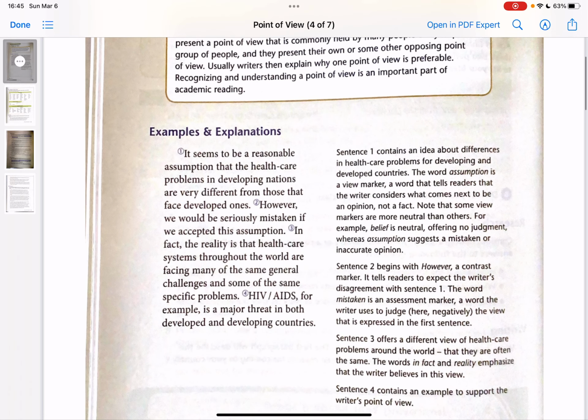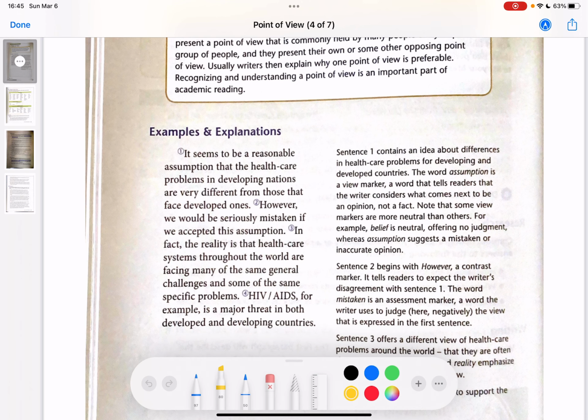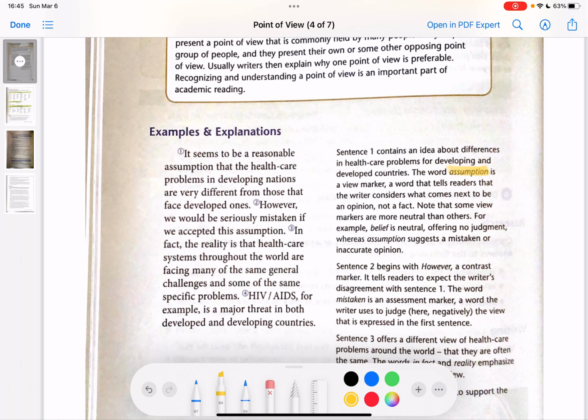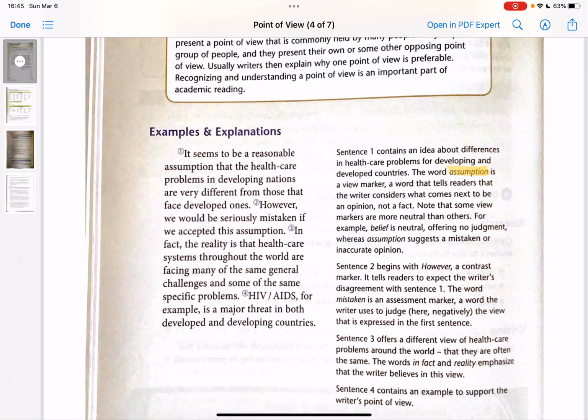So let's look at an example here. The first sentence here talks about differences in healthcare problems, and you might see this word assumption. Well, assumption is what we call a view marker. In other words, that tells the readers that this information is an opinion, not a fact. It introduces what the common view is or what most people think. Some markers are more neutral than others. Belief is pretty neutral, but assumption has kind of a negative meaning, usually that it's a mistaken opinion or an inaccurate opinion.